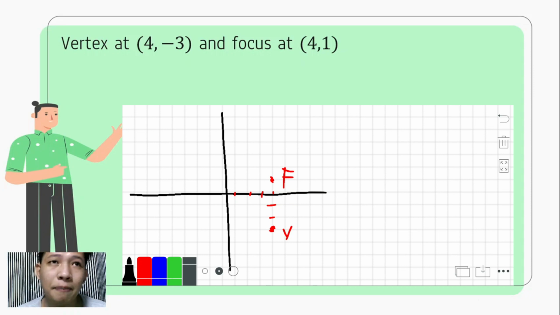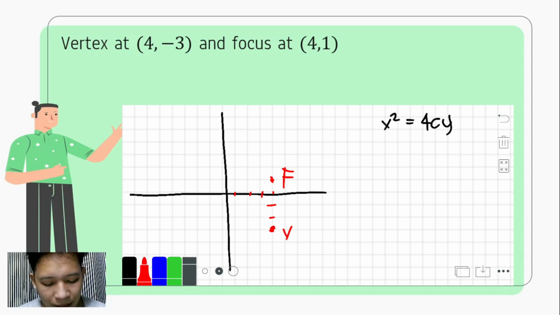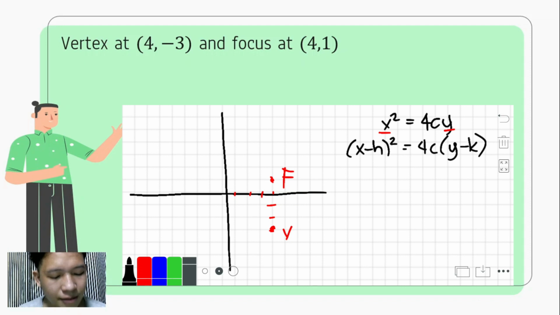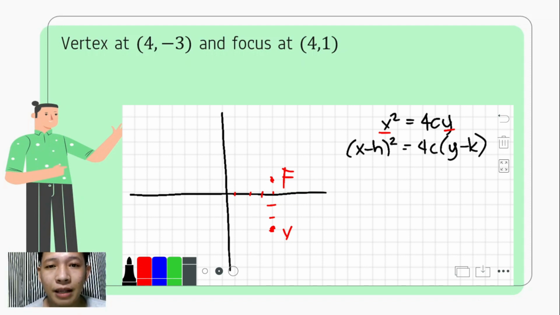Last time diniscuss natin na kapag the parabola opens upward, yung ating standard equation ay x squared pag ang vertex ay nasa origin. That's x squared equals 4a or 4c y. But then here, our vertex is now at (h, k), wherein ang ibig sabihin, there are modifications in our x and y. So we'll be having the standard equation that is (x minus h) squared equals 4c times (y minus k). Ito po yung ating gagamitin for us to get the standard form of the equation of the parabola.